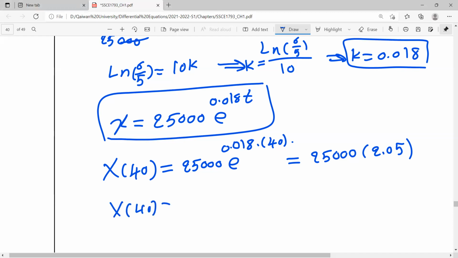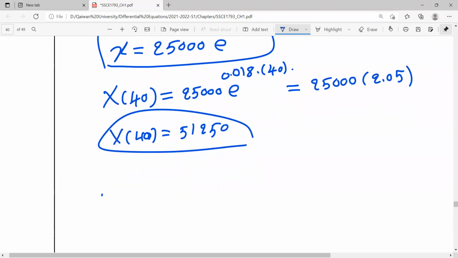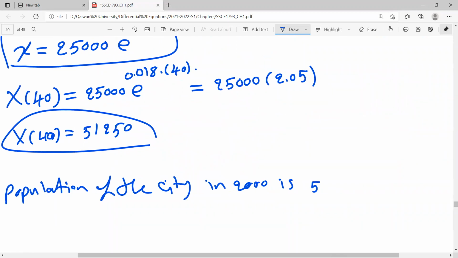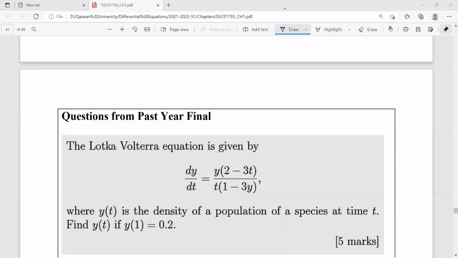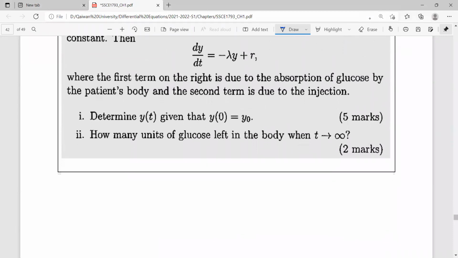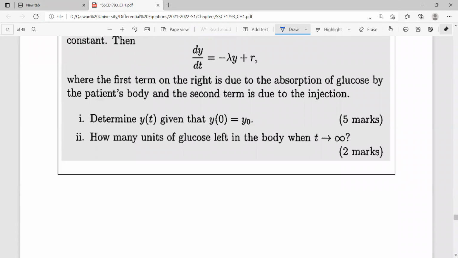Sorry. Just what I'm telling you. It is 51,250. So the population of the city in 2000 is 51,250. Okay. So this is the result of the population of the city after 40 years.